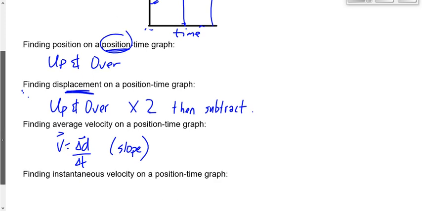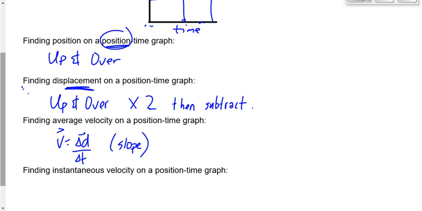Now, to find the instantaneous velocity on a position-time graph. What does that mean, instantaneous velocity? That's a big word. Let's break the word down. Instantaneous, instant. The velocity at one moment in time. Not the average over the trip, but the velocity at one instant.